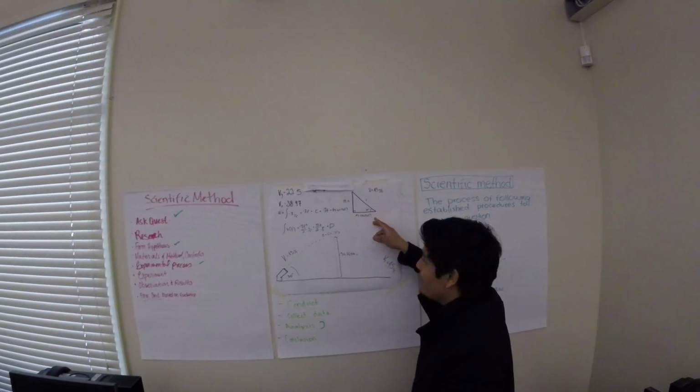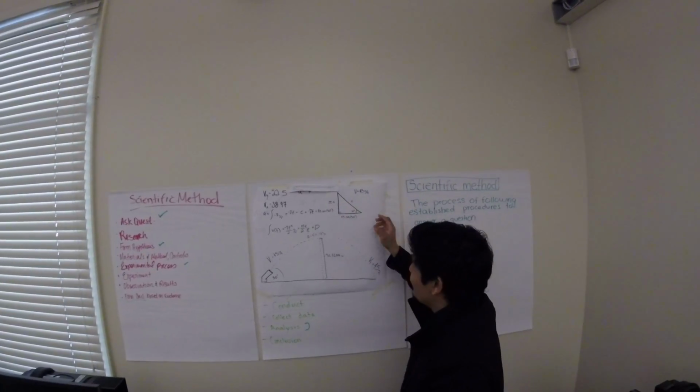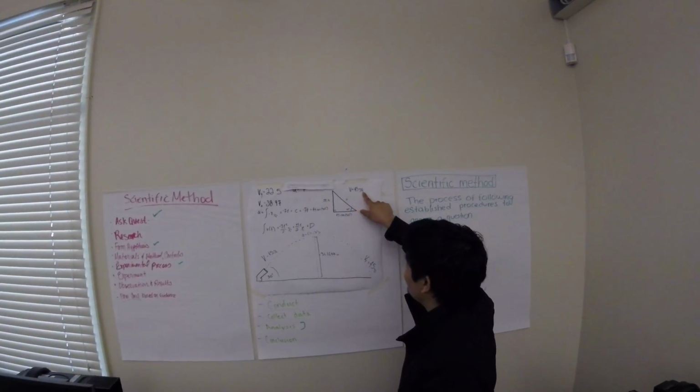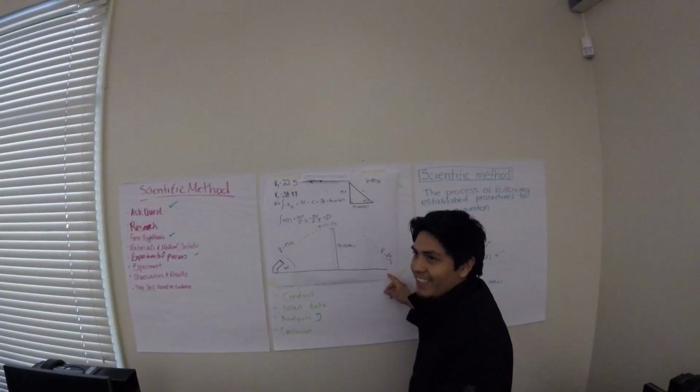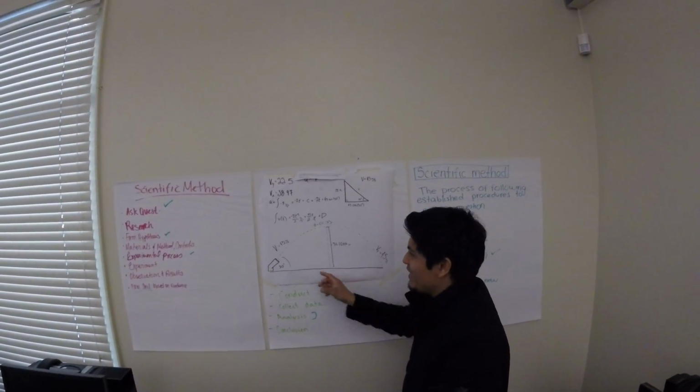I also found another way of doing it. I put it into a triangle, and then used the Pythagorean theorem to find the final velocity, which is 45, the same as that.